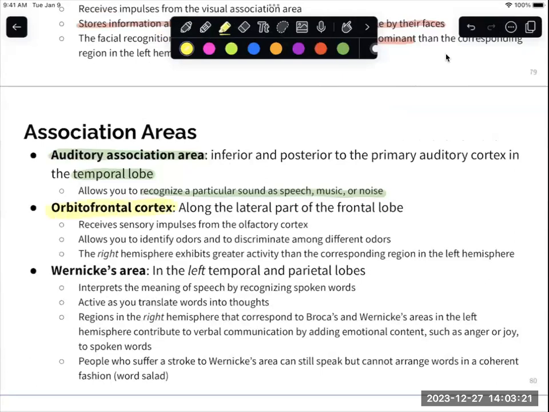We have an orbitofrontal cortex. It's that lateral part of that frontal lobe. Here, it is allowing you to identify odors and to discriminate amongst different odors. So that primary olfactory cortex lets you know you're smelling something. That orbitofrontal cortex is letting you know what it is you're smelling. Again, it's usually greater in the right hemisphere.